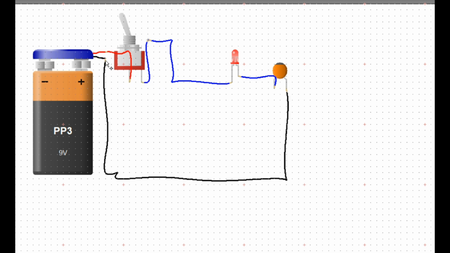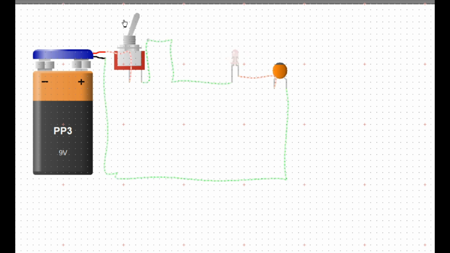Chapter 5. Real-world applications. Understanding how inductors and capacitors behave in DC circuits has many practical applications. 1. Inductors. Used in power supplies to smooth out current. Found in motors and transformers. Essential in radio frequency (RF) circuits.